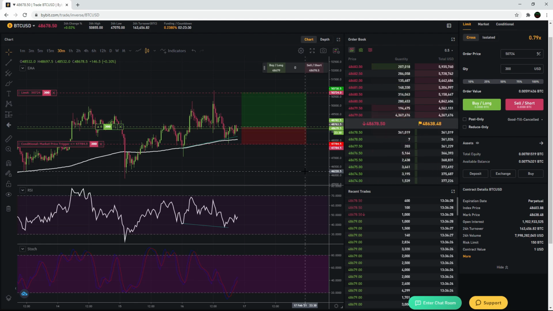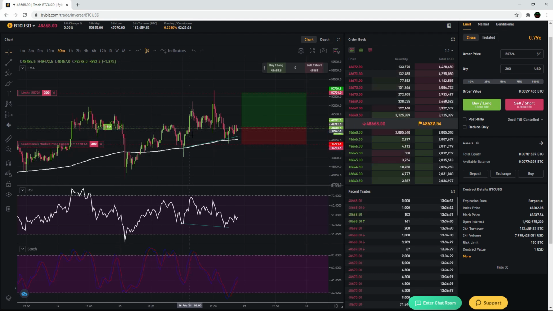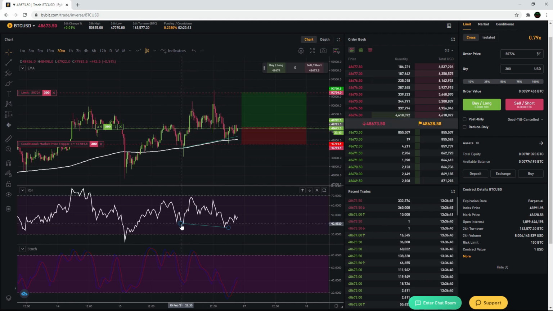So the first thing I notice is the trend direction. Price is above the 200 EMA, making higher highs and higher lows. And the next thing I found was hidden bullish divergence with the RSI. So we got a higher low, comparing this low to this low right here, but then a lower low on the RSI at that same time, so that's hidden bullish divergence.